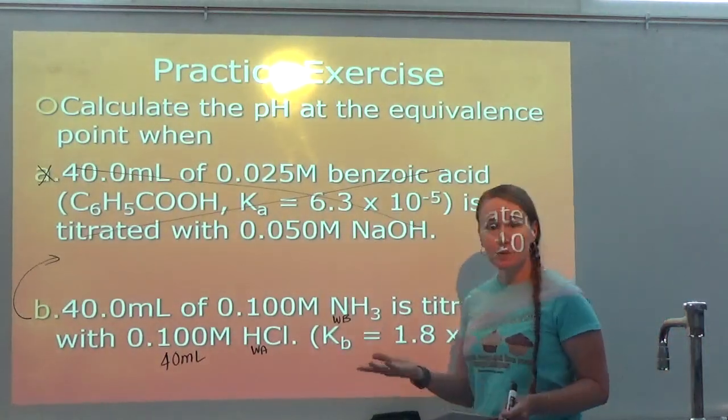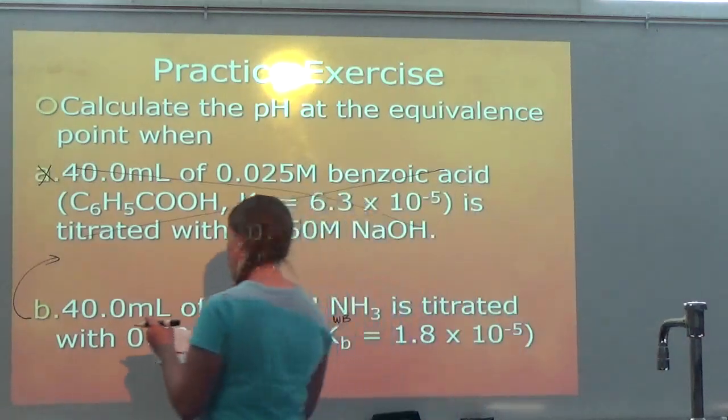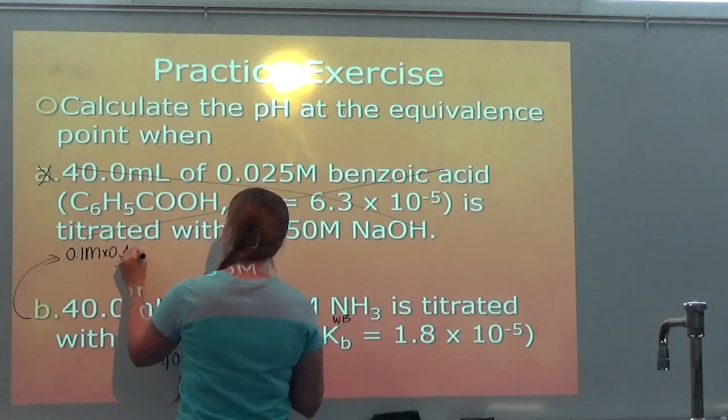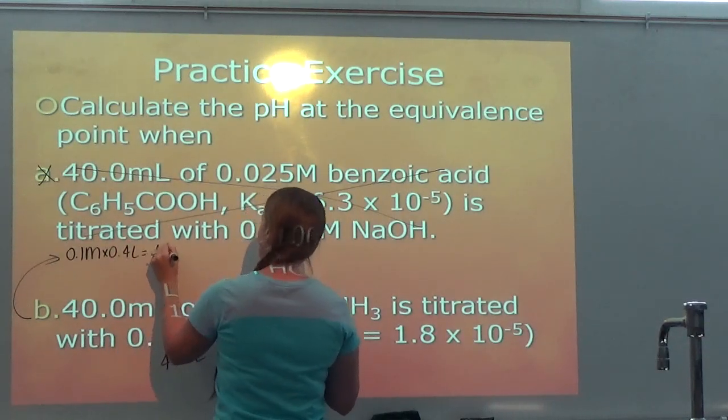All right, so first step, remember, is to get the moles. So I start with my 0.1 molar times my 0.04 liters, and I get 4 times 10 to the negative 3 moles.